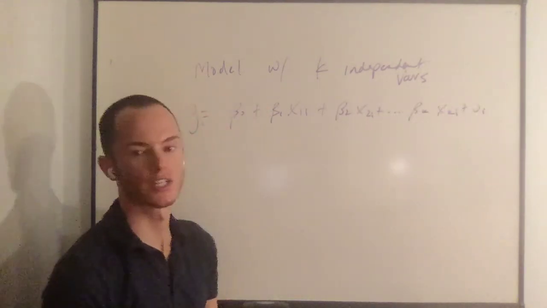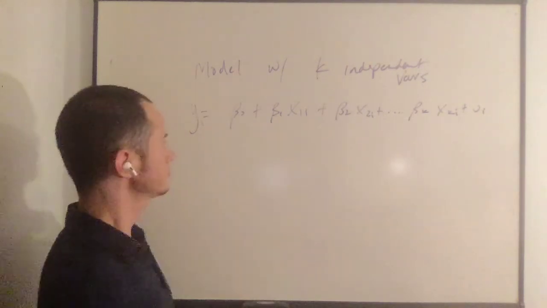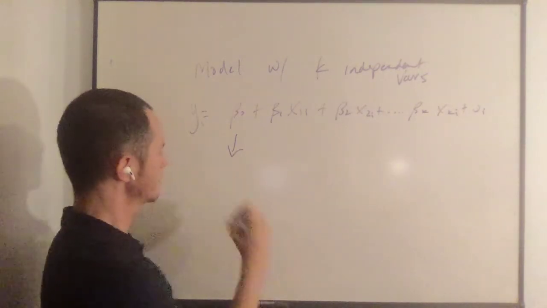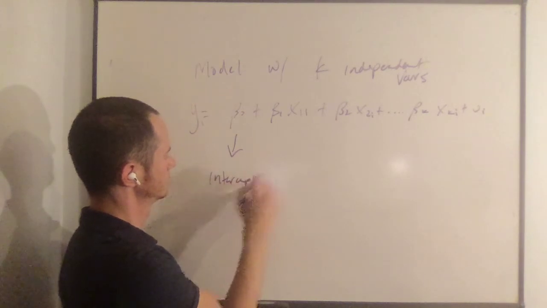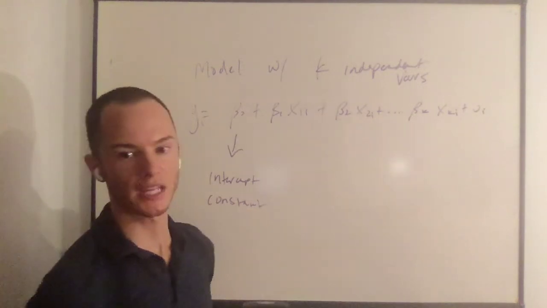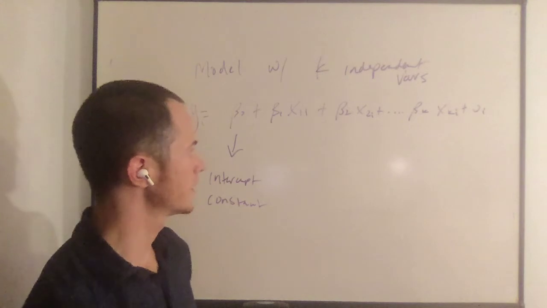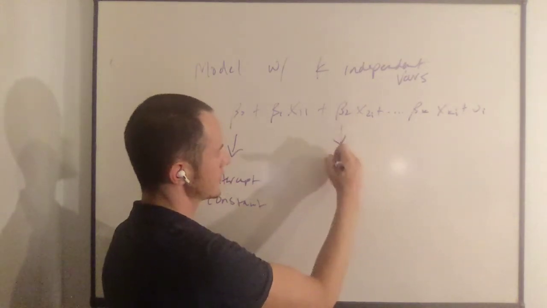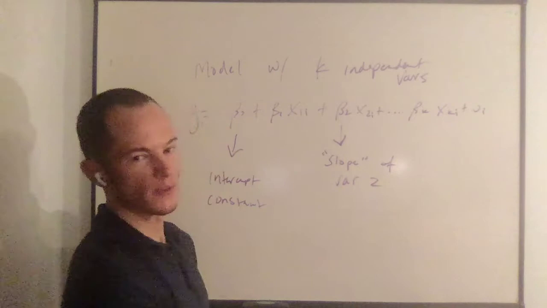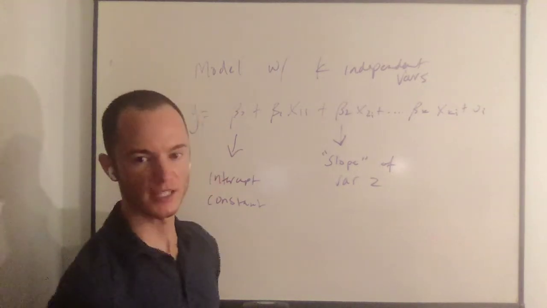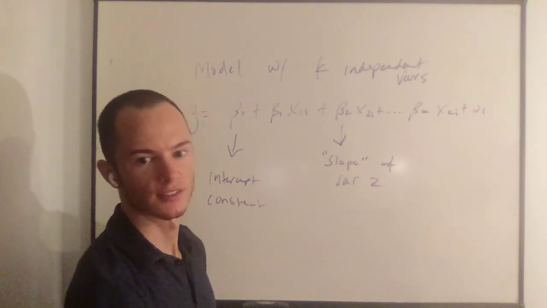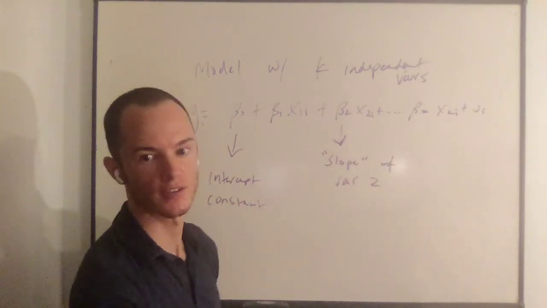Now it's at the observation level, where beta naught is our coefficient on the constant, or the intercept. And all of these coefficients, beta 1, beta 2 through beta k, are our coefficients on their respective variables. So this is like the slope of variable 2. I'm going to refer to this as the coefficient on variable 2, and so on. These are the partial effects.